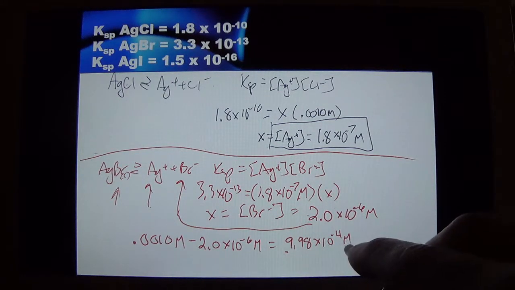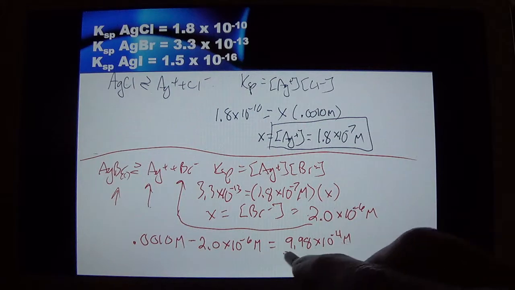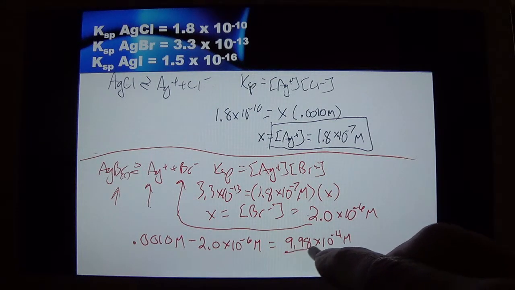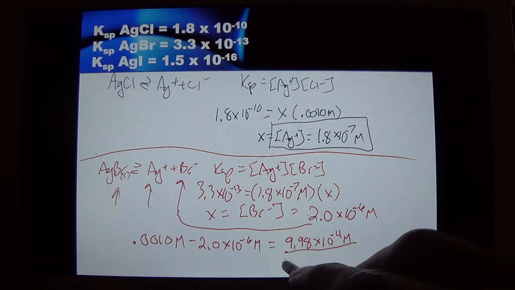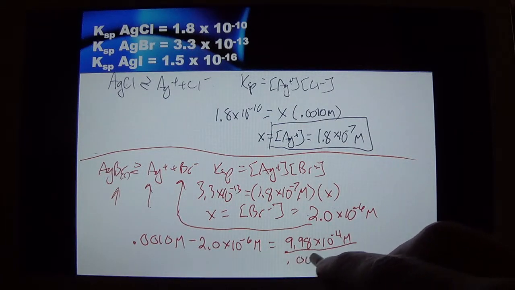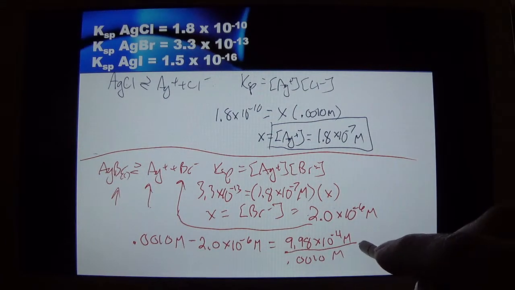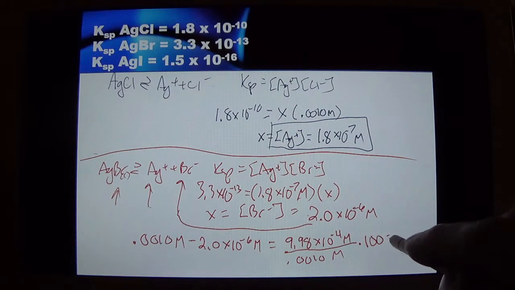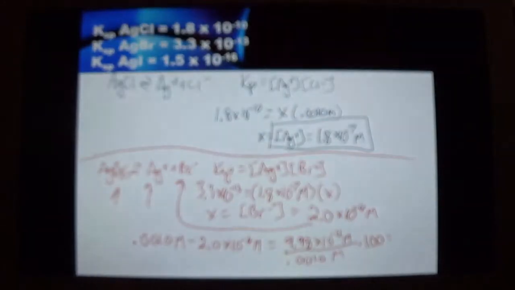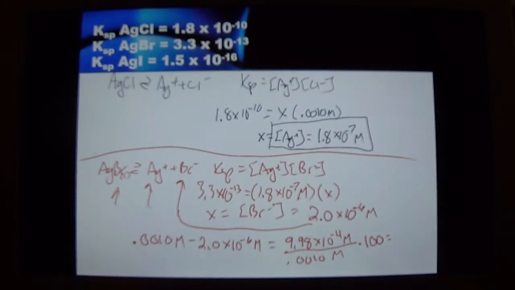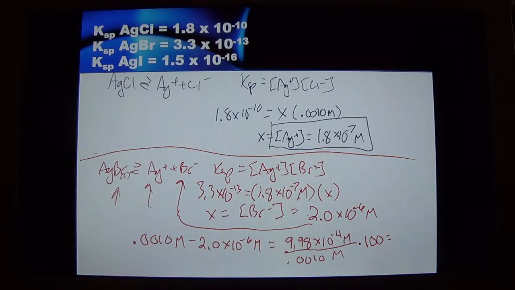Now that's my part that has precipitated. I wanted a percentage. So part over whole, 0.0010 molarity is what I started with. Show the times 100. The AP people say they need to see that. I'm not sure why, but they say they need to see that. So be sure you show that. Okay. So now I'm going to take that and I'm going to divide it by the 0.001. And I'm going to multiply that by 100.